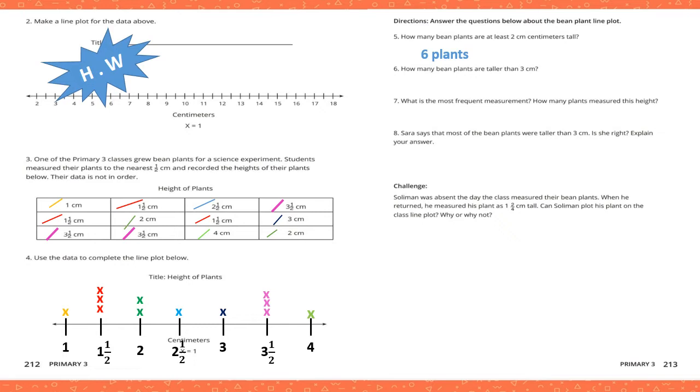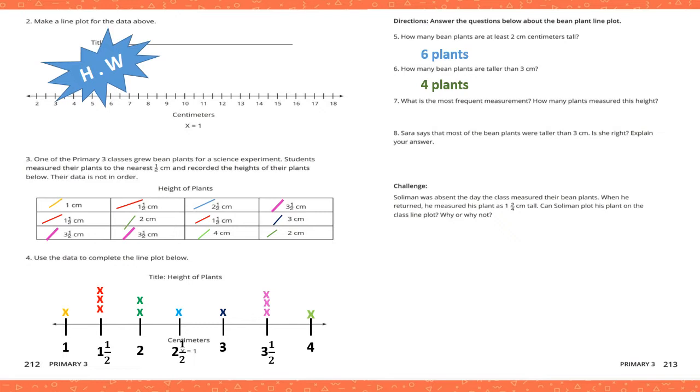Number 6. How many pea plants are taller than 3? Taller than 3. So I will take more than 3. How many here are taller than 3 or more than 3? 1, 2, 3, 4. So I have 4 plants.